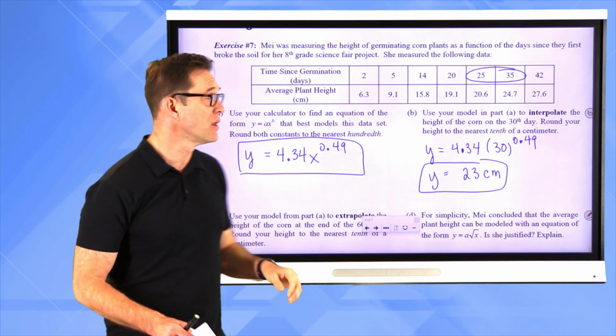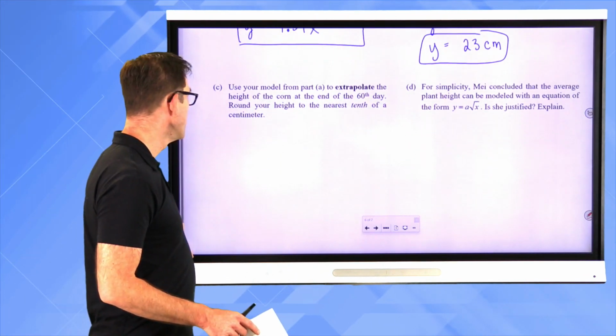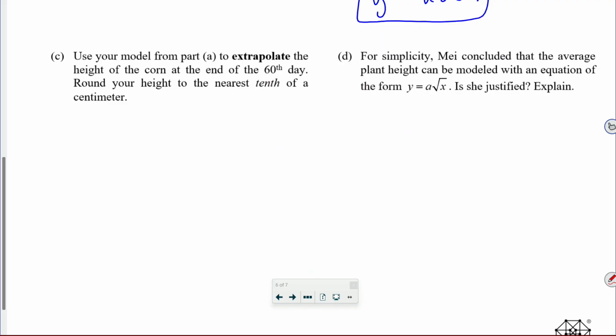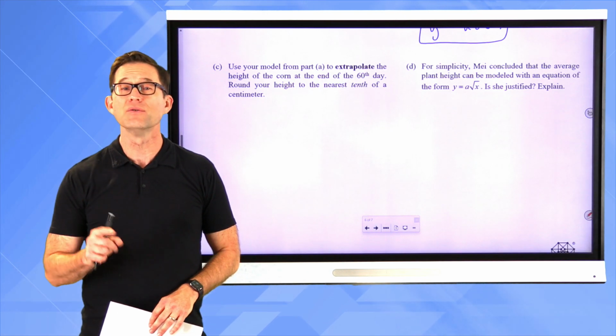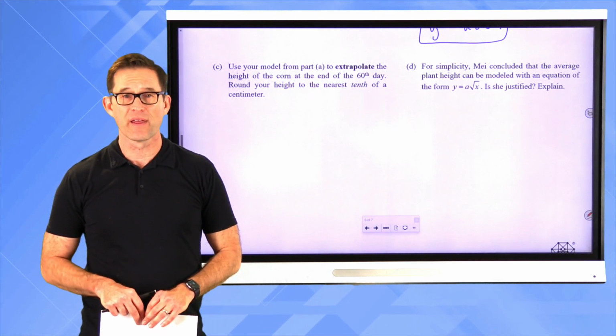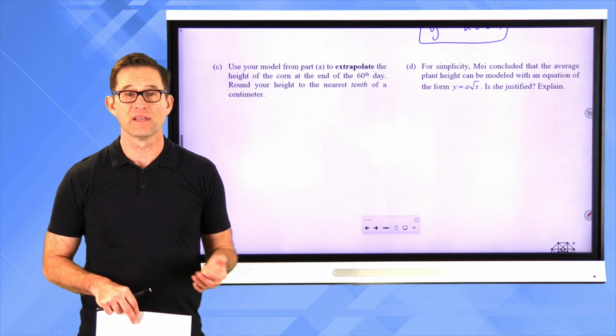All right, let's now do a little extrapolation. Let's take a look at letter C. Use your model from part A to extrapolate the height of the corn at the end of the 60th day. Round your height to the nearest tenth of a centimeter. All right, why don't you go ahead and use your model now to extrapolate the height of the corn at the end of the 60th day.